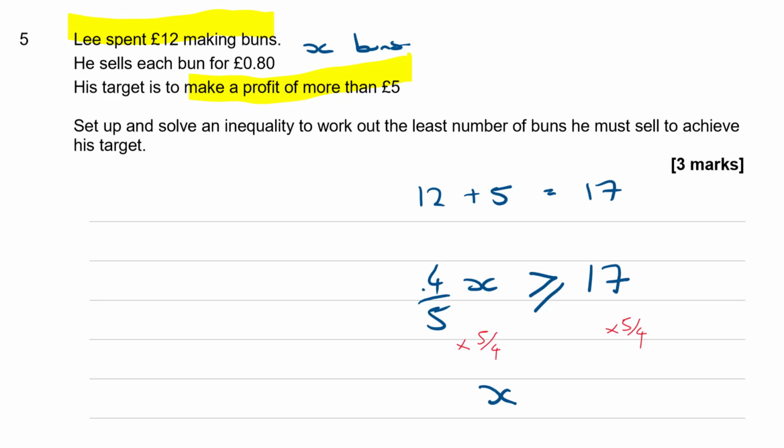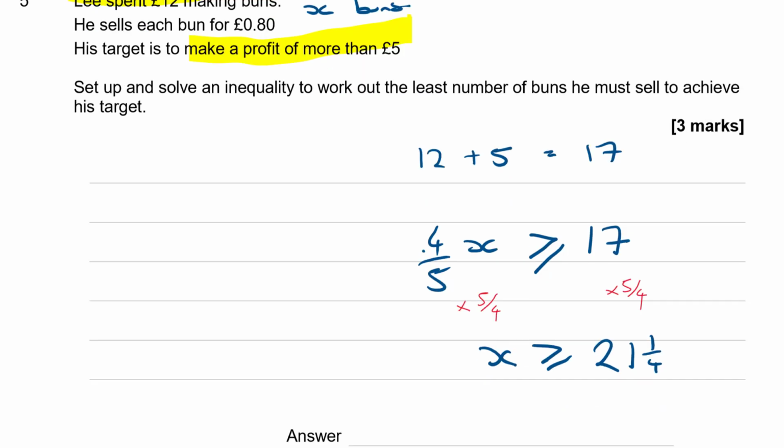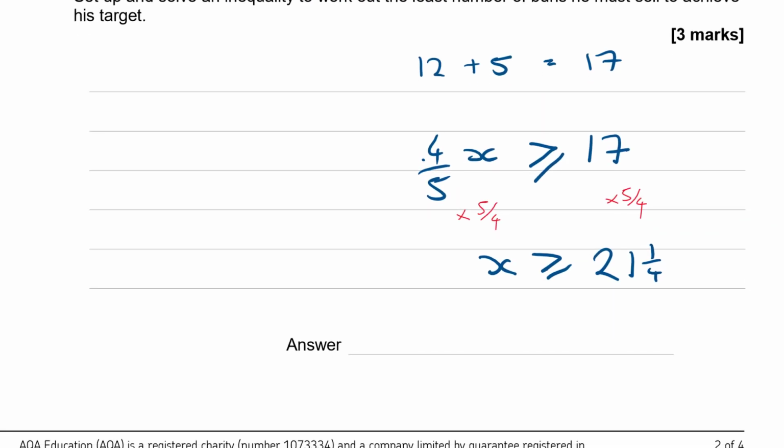So then x is going to be greater than or equal to 17 times 5/4. What's that? 21 1/4. Okay, so he can't sell 21 1/4 buns, can he? So he's going to have to sell either 21 buns or 22 buns. 21 buns is not going to give him quite enough profit, so he has to sell at least 22 buns because it has to be an integer solution. So 22 is my solution.